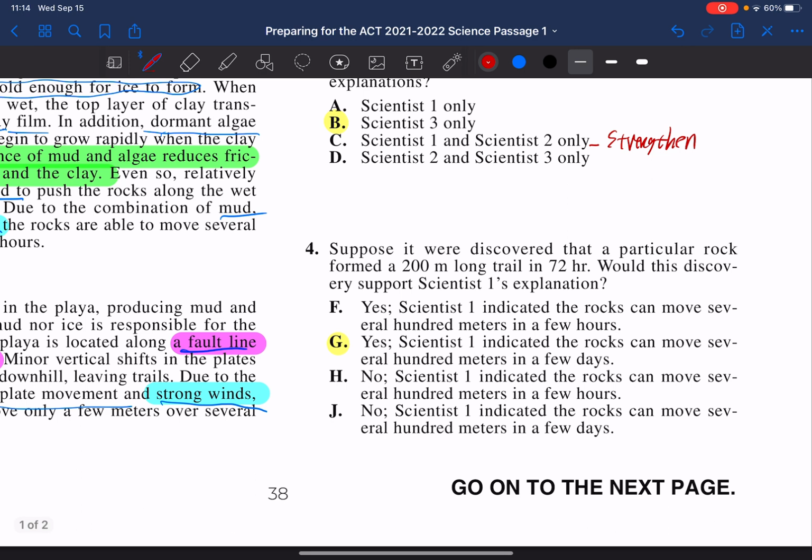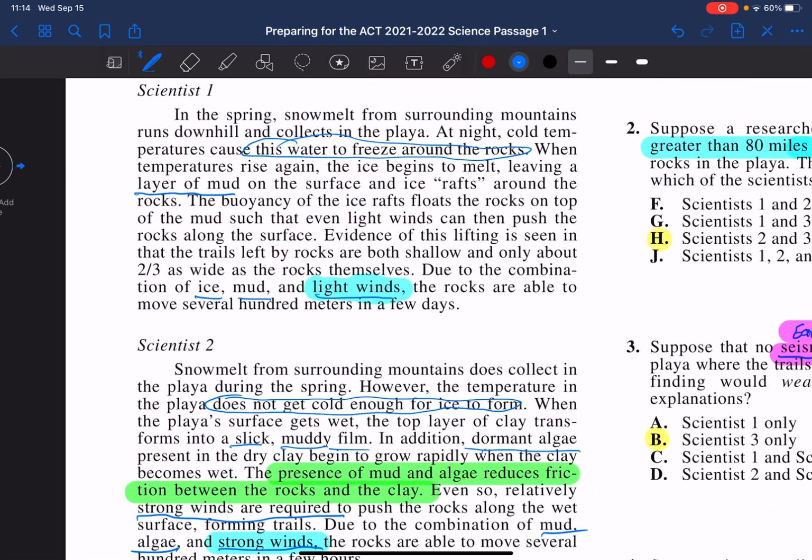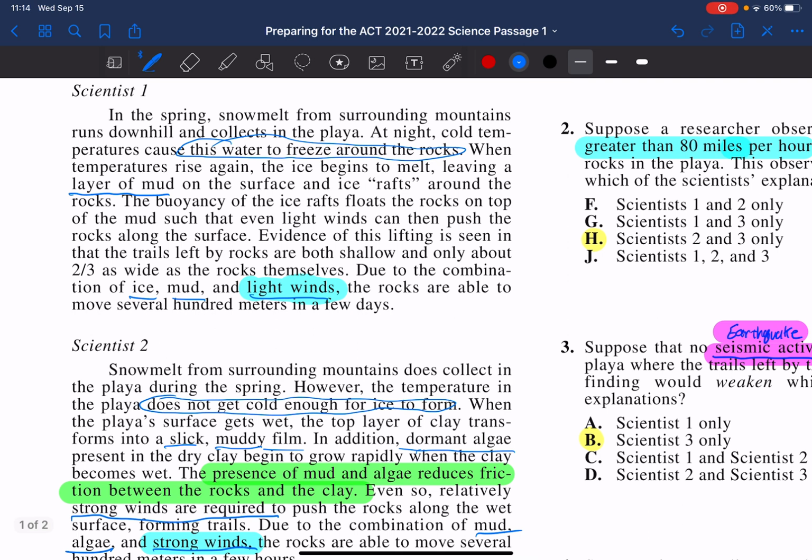Number 4, suppose it was discovered that a particular rock formed a 200-meter long trail in 72 hours. Would this discovery support Scientist 1's explanation? So, we have 200 meters in 72 hours. So the question is, what kind of description does this scientist talk about when it comes to how far the rocks are able to move and in what time frame?